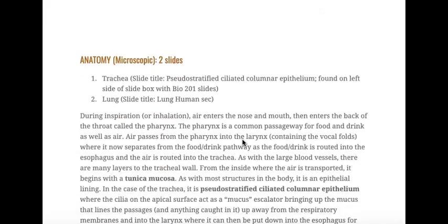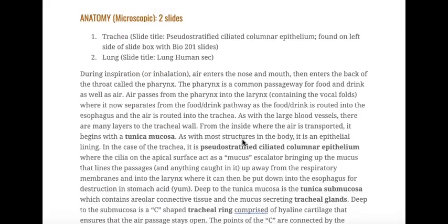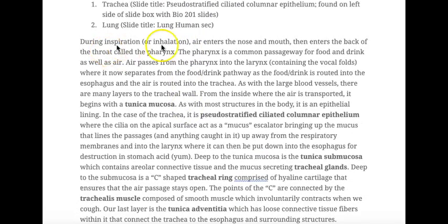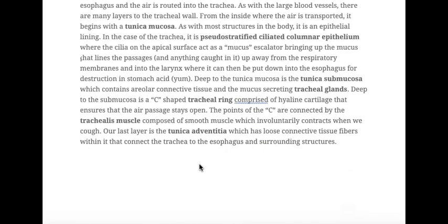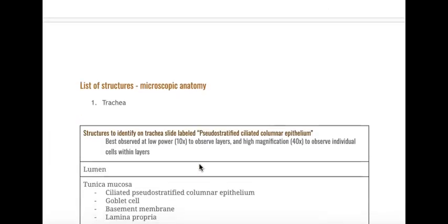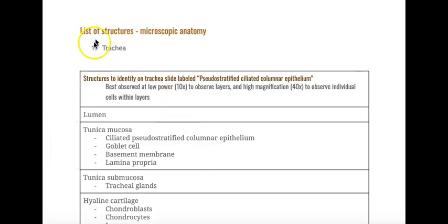So just scroll, and then here we are at the anatomy part. We have two microscopic anatomy slides. The first is of the trachea. The second is of the lung. Again, there's going to be some paragraph information for you to read through to get a better understanding. The one of the trachea may look familiar to some of you if you took Bio 201. It is our pseudostratified ciliated columnar epithelium slide.